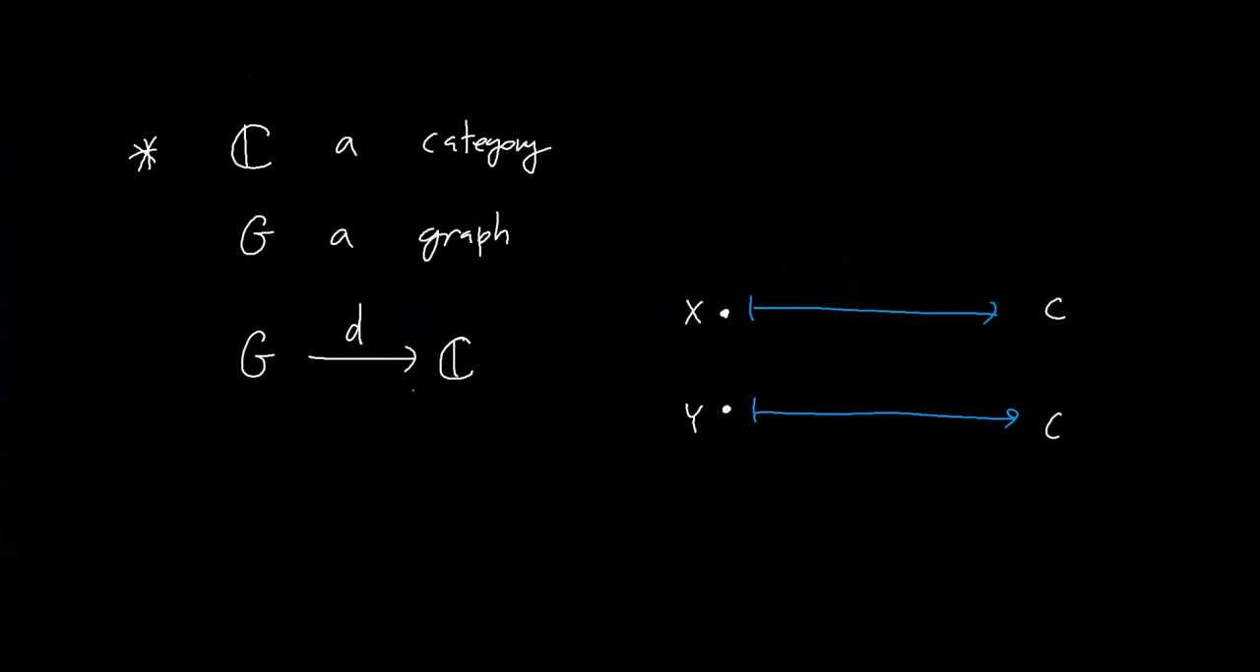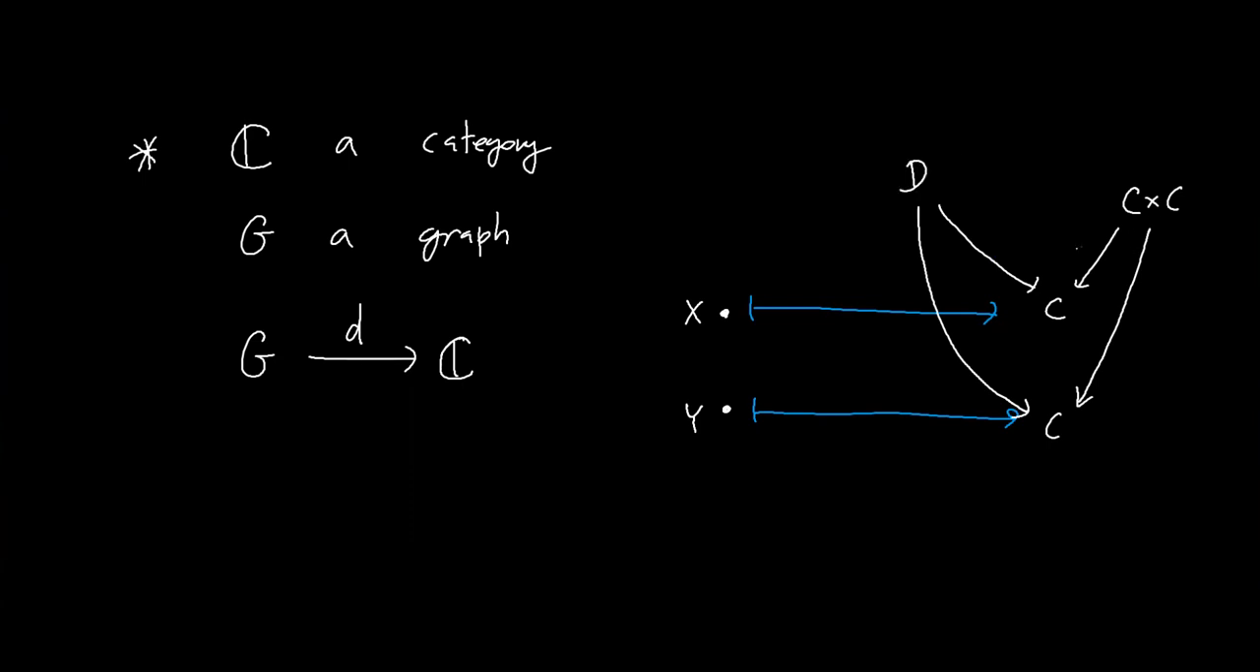Now, the reason why I give this example is that I want to give an example of a limit. So if I take a limit of this diagram, as you know, it will be a product. And it has a universal property. Namely, it is terminal among all such cones.